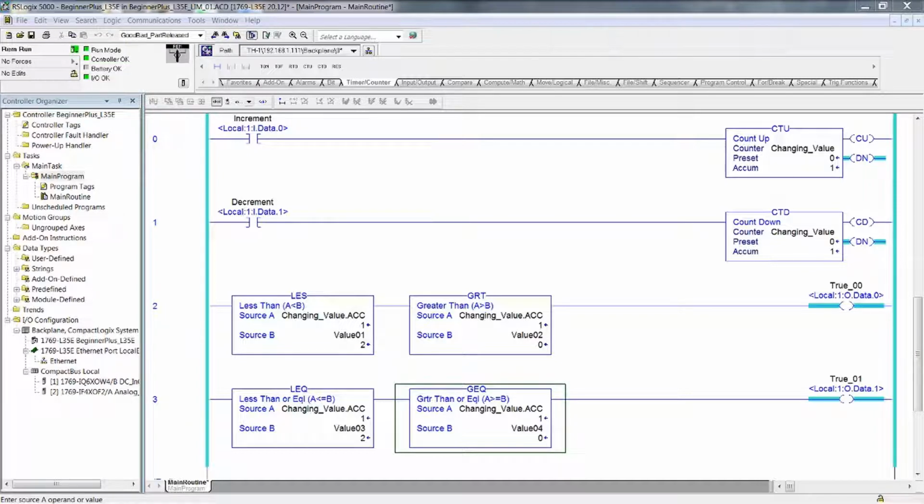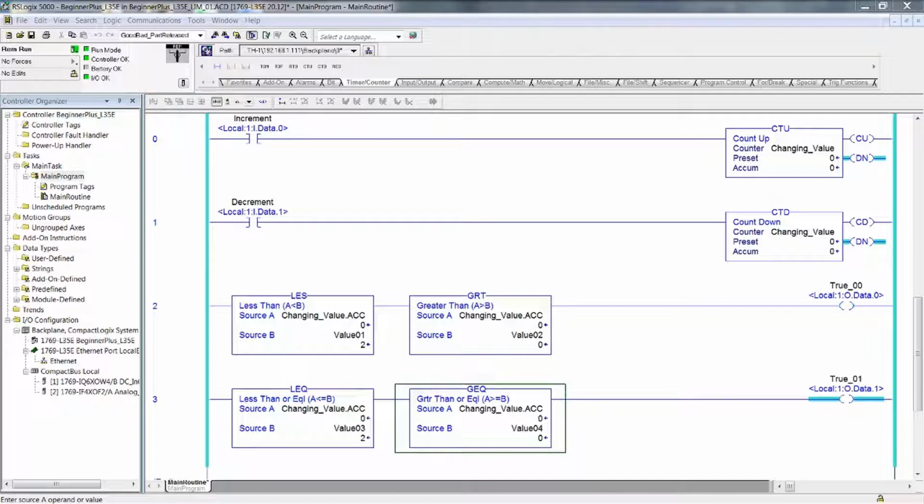What is the only whole number, or the only integer, that is less than 2 and greater than 0? Well, obviously 1. If I go up right now, the accumulate value is 1. They're both true, right? Well, we're talking about rung number 2. Rung number 2 is true.